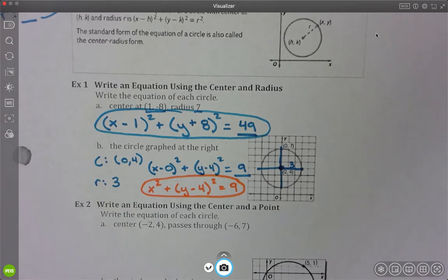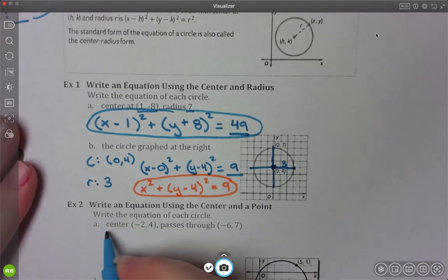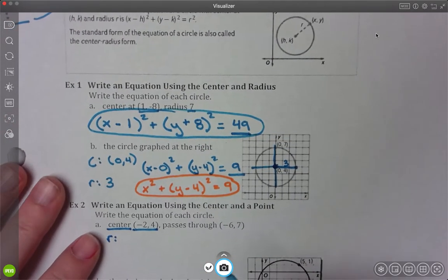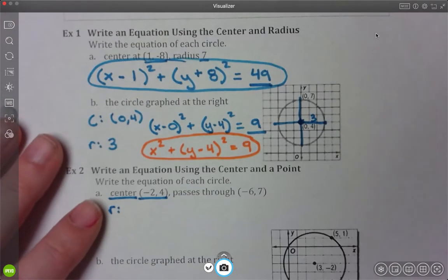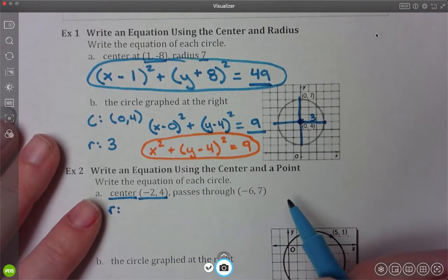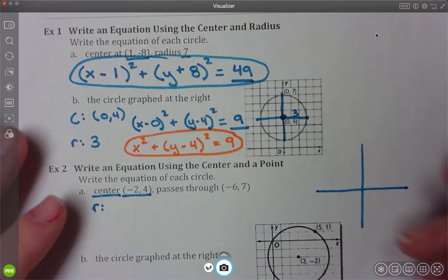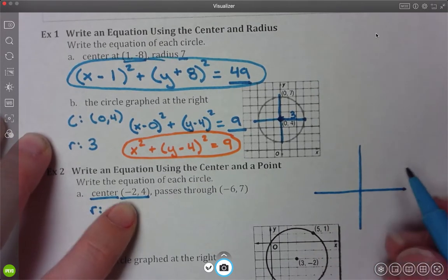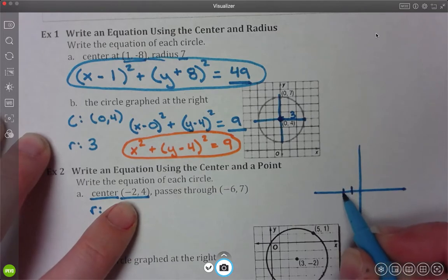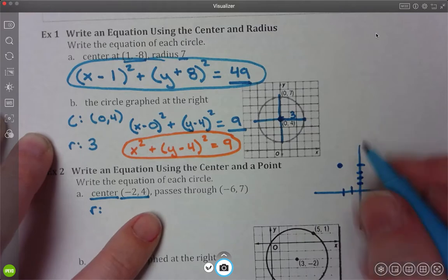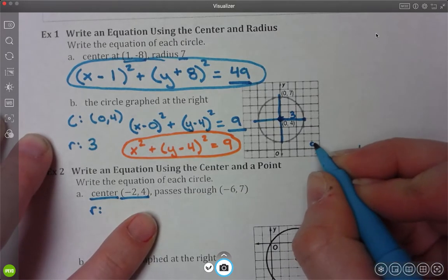Write the equation of the circle. So the two things that I need are the center and the radius. Now they give me the center here, but they do not give me the radius. When it says passes through the point -6, 7, here's what it means. I'm going to draw this out for you. You don't necessarily have to always draw this out, but here's kind of what this means. The center is at -2, 4. That's where my center is. And it passes through the point -6, 7, which is going to be up here somewhere.